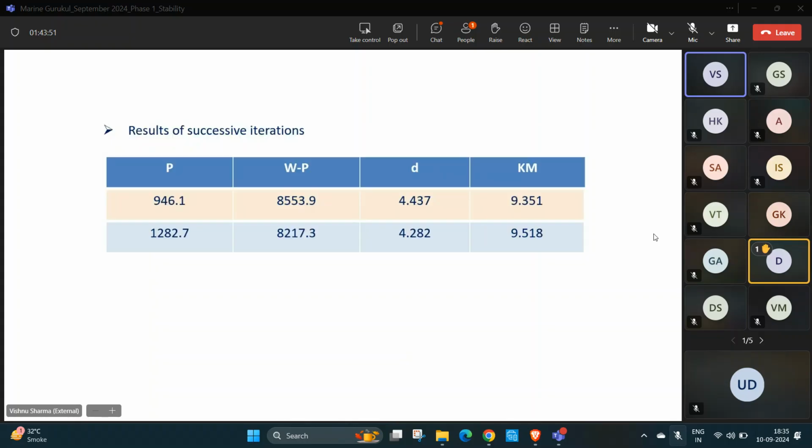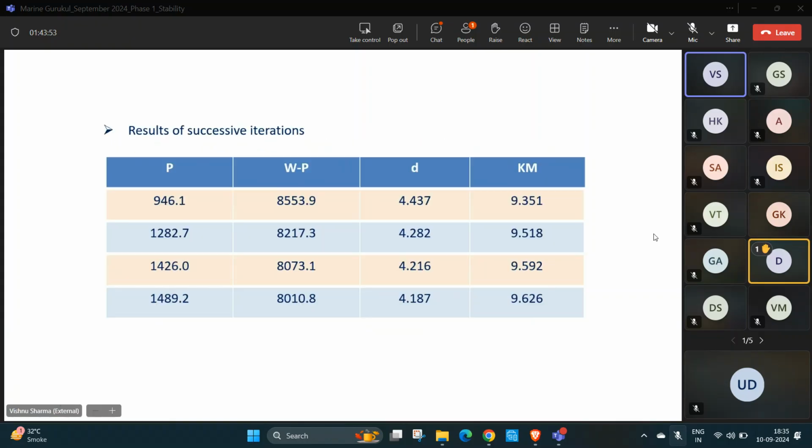You see, I want to show you the effect of iteration. You see, when you took Km for W, you got this much P. Then you did the first iteration. In the first iteration, the difference is almost 340 tons.